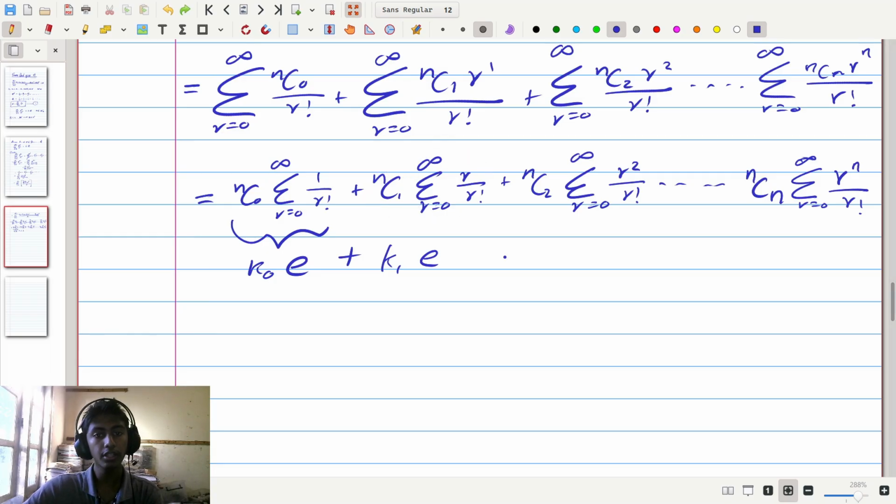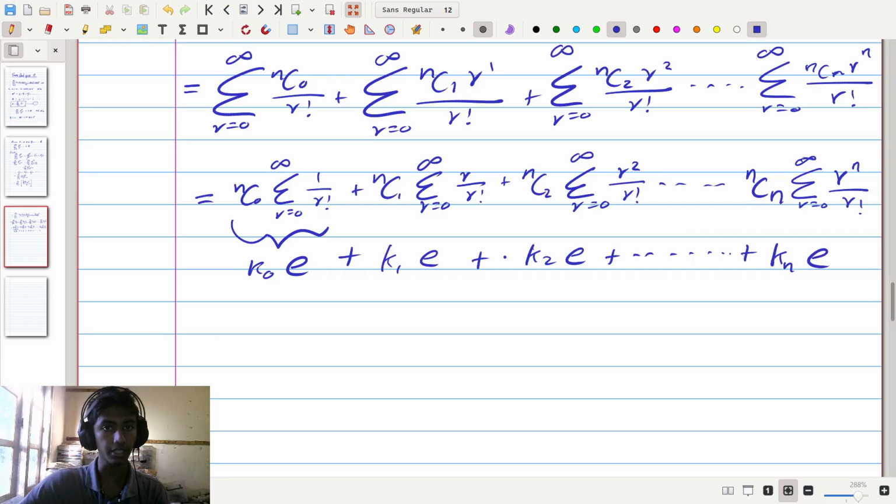Multiplying them together, you get an integer multiple of e. Then the next term after that is again going to be an integer multiple of e. The term after that is going to be an integer multiple of e. And finally, the last term here is also going to be an integer multiple of e.